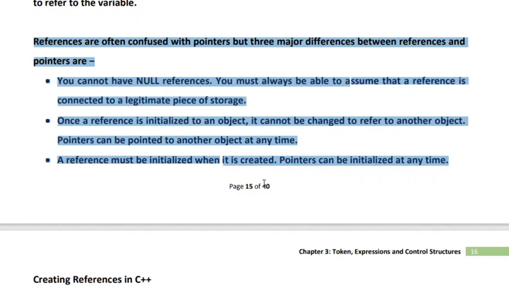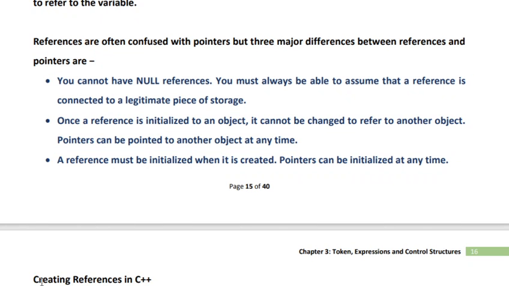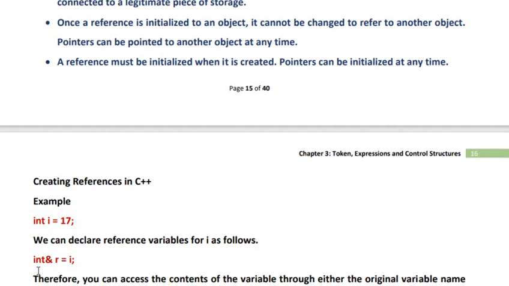Again, I'll repeat it. A pointer can be initialized with null. A reference cannot be initialized with null. A pointer can be initialized with the address of different variables, whereas a reference can be initialized with the address of only one variable. A reference has to be initialized at the point of creation, whereas pointers can be initialized anywhere. So this is one of the important aspects that you need to remember about references.